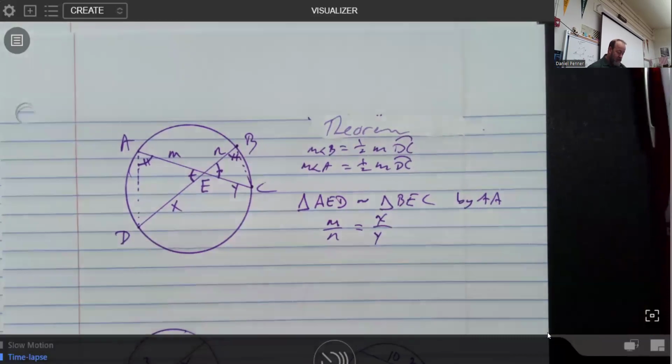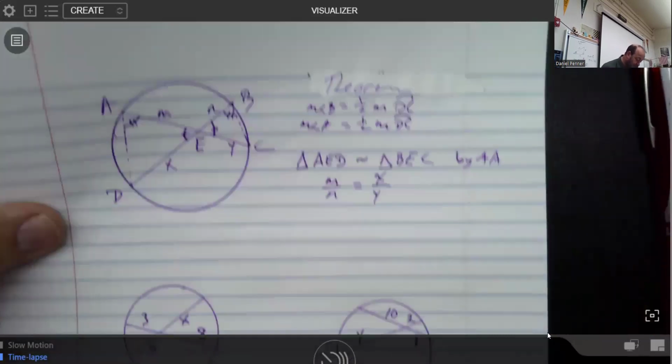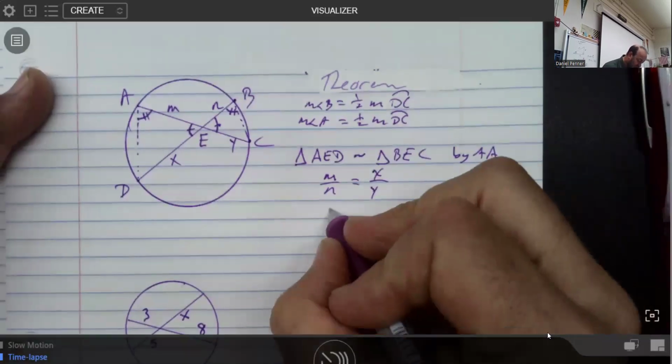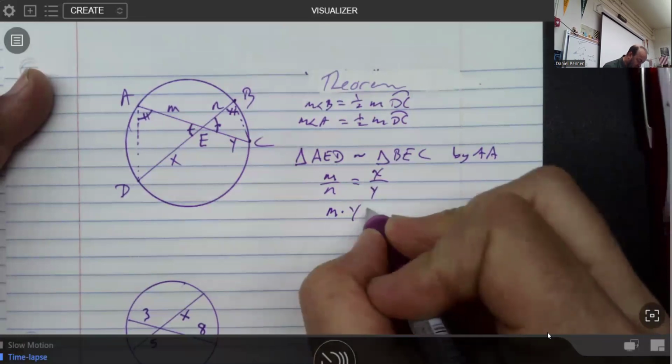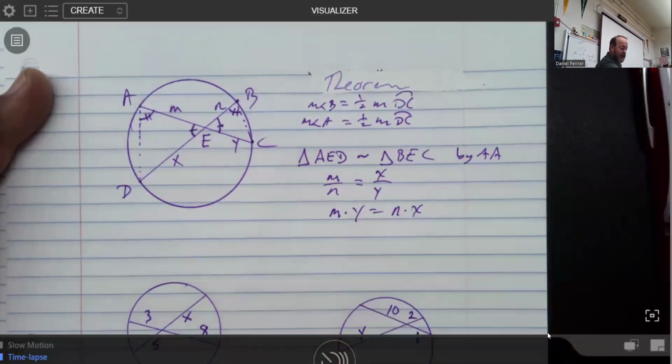And as such, what that allows us to do is cross multiply, which is always a very simple thing to do, so that the product of M and Y is the same as the product of N and X.